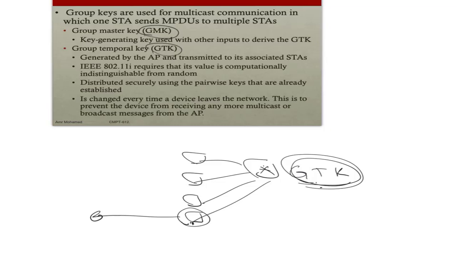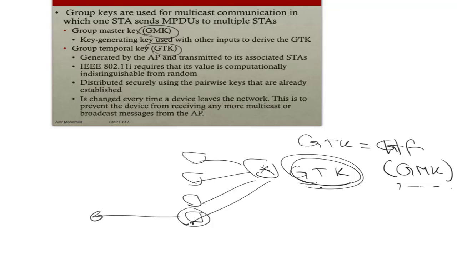So the way I do this is to generate the group transient key from a hash function based on the group master key, plus of course other parameters which usually have to do with the MAC addresses of the stations participating in this group, and the access points, yes. Okay?